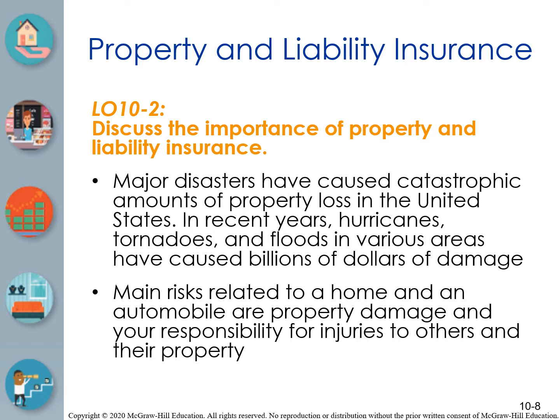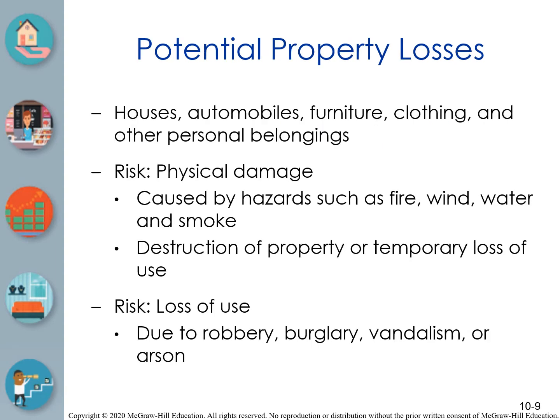The main risks related to home and automobile are property damage and responsibility for injuries to others and to their property, and of course yourself as well, right? So this is putting the framework around what we're describing, why we need this insurance, and what we're actually insuring: your home, your property, your automobile, and the damage that is done to others while you're operating your vehicle, or people that are in your home. Anyway, you get the idea. So we're putting the framework around this.